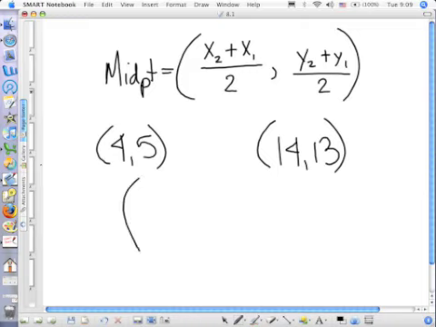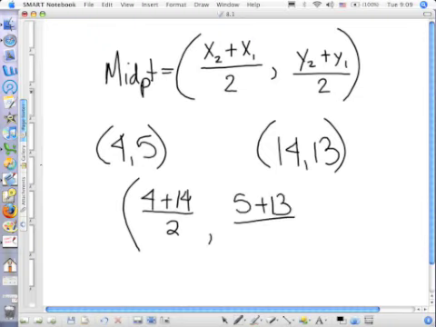My x coordinates, I'm going to add my two x's, which are 4 and 14, and divide by 2. And I'm going to add my two y's and divide by 2. And these are going to be the coordinates of my midpoint. That is where the center of the sprinkler will sit on the lawn. So that's 9, 9. Okay? Fairly easy, don't you think? All right.